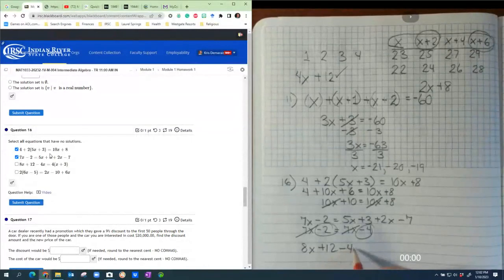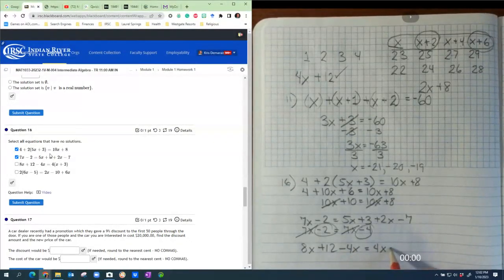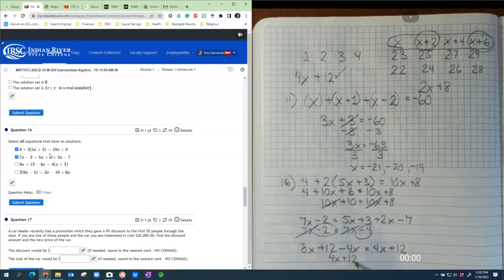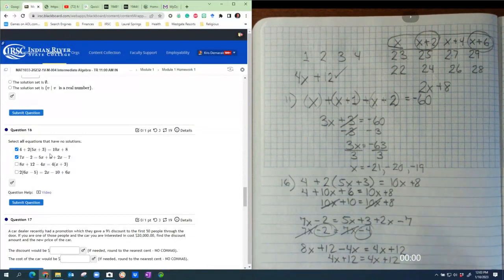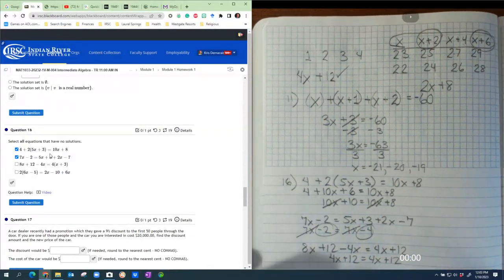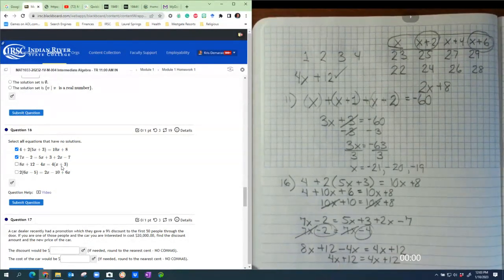So we have this. I'm doing the distributive property right now. And now when I combine these together, I'm going to get 4x plus 12 equals 4x plus 12. Well, that's exactly the same equation. So it's all solutions. No matter what you put into this one, it's going to equal the same thing as that one because it's the same exact equation. Therefore, this one is all real numbers. We're not going to click on that one because that's not no solution.